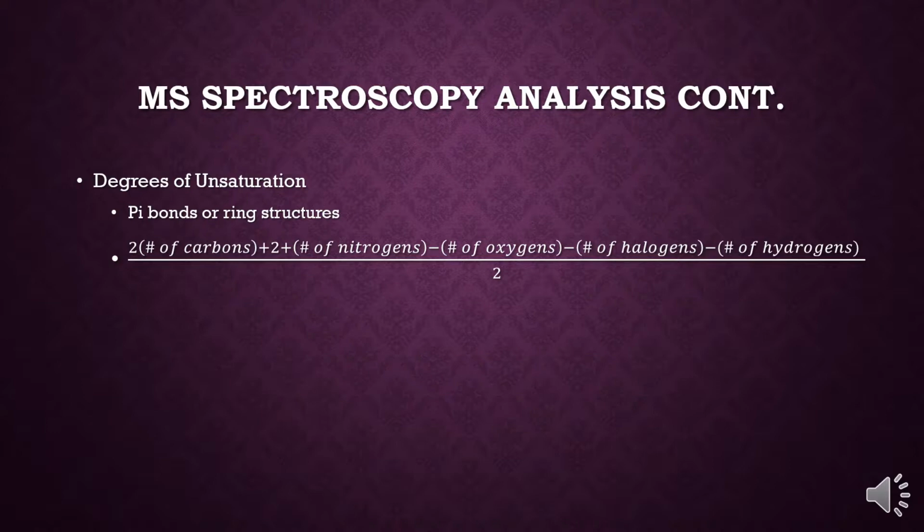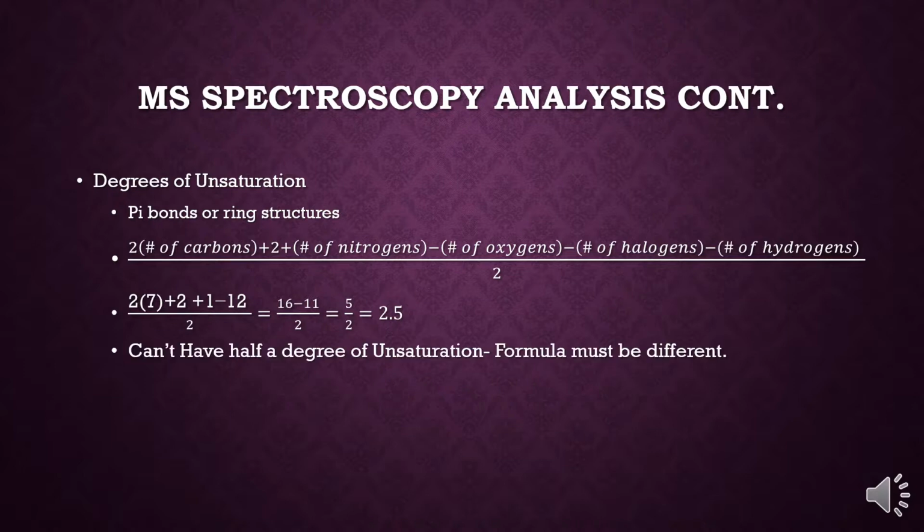So if we insert the numbers from our formula, we'll get 2 times 7 plus 2 plus 1 minus 12, divided by 2. And that gets us a number of about 2.5. Now there's a small issue with that number. Pi bonds and ring structures each form 1 degree of unsaturation, which means that our number should be an integer. 2.5 is not. Since we can't have half a degree of unsaturation, our formula must be slightly off. To fix that, we can substitute carbons and hydrogens out for oxygens. In this case, we're going to try swapping them out for 2 of them.